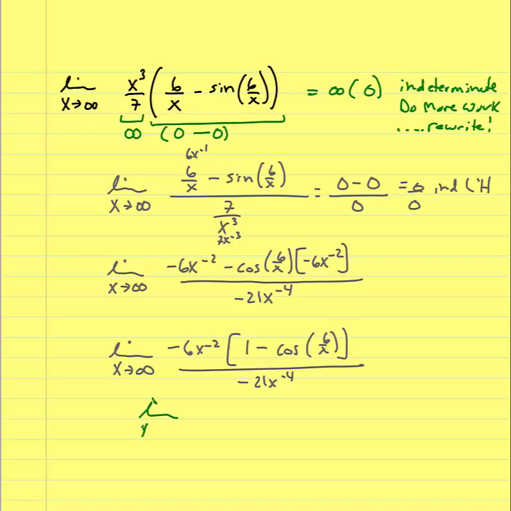Okay, so I'm not taking a limit yet. I'm just simplifying this. 6 over 21, they're both divisible by 3. 6 divided by 3 is 2. 21 divided by 3 is 7. And then I'm going to flip this negative 4 up top and it becomes a positive 4. Flip the negative 2 into the bottom and it becomes a positive 2 in my exponent. So I have x to the 4th over x squared, which leaves me with an x squared on top. And this of course is times 1 minus cosine of 6 over x.